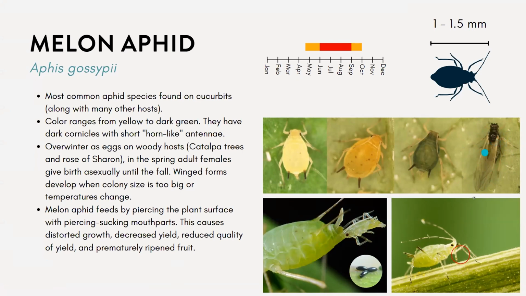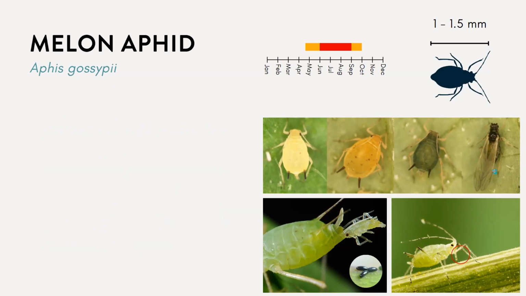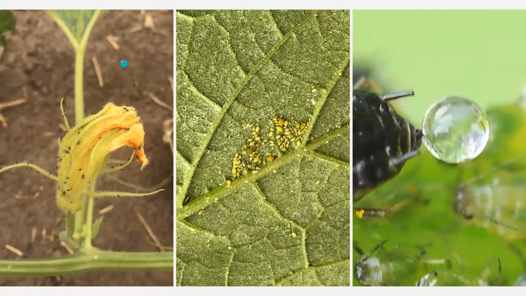Melon aphids feed using their piercing, sucking mouthparts. They bite into the plants, and this can potentially cause distorted growth, decreased yield, reduced quality of yield, and prematurely ripened fruit. Here are two photos that I've taken. This first one is on a squash leaf, and you can see a large colony of the dark form of the melon aphid feeding on this flower, which could prevent it from blossoming and producing a new fruit. And this next one is a colony of the yellow form. This was on the underside of a pumpkin leaf that a grower brought in.